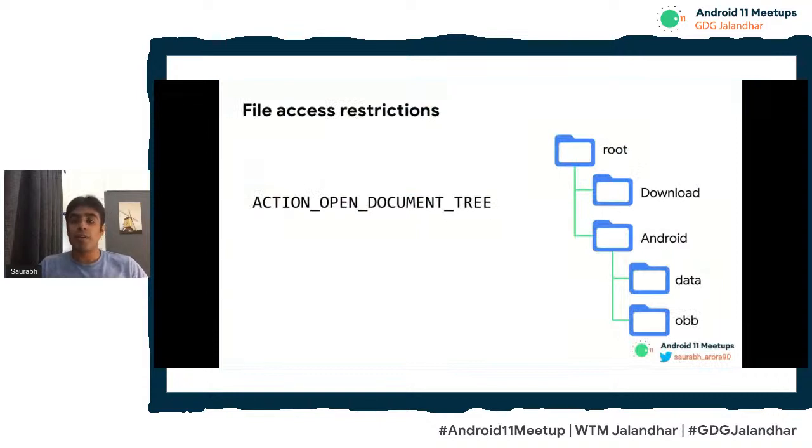In terms of action document tree, if you're using a file picker and you want to be able to access documents of the user and you use the document tree flag, you're restricted to not being able to read anything inside the downloads and the Android data and OBB folders. Those are off limits now. If you use action open document instead of document tree, then Android folders like data and OBB are off limits. Download folder can still be accessed under action open document. So you can still get access to documents which are inside the download folder.